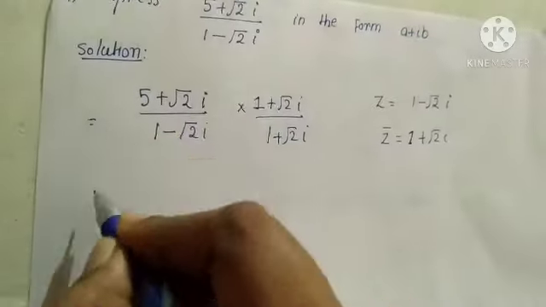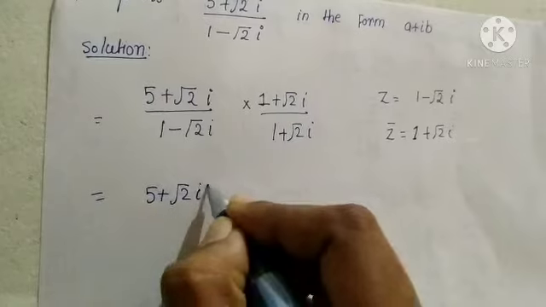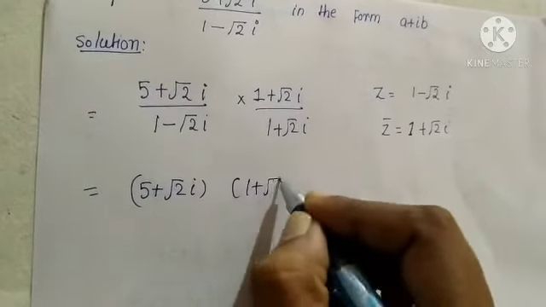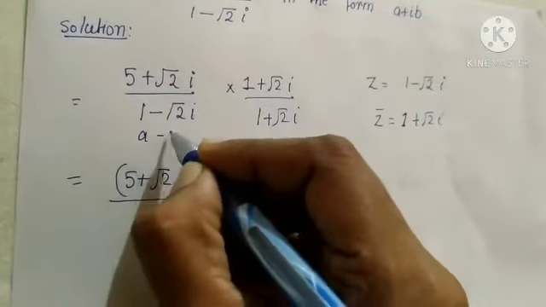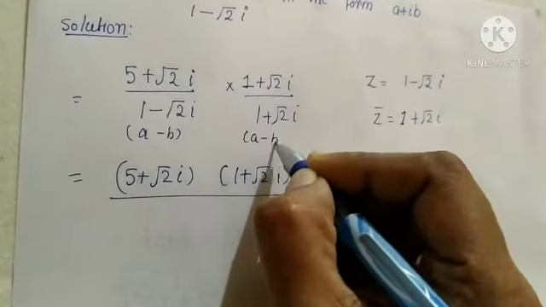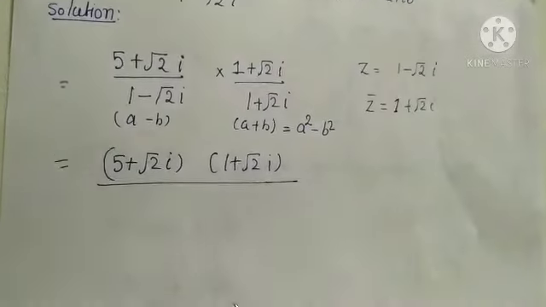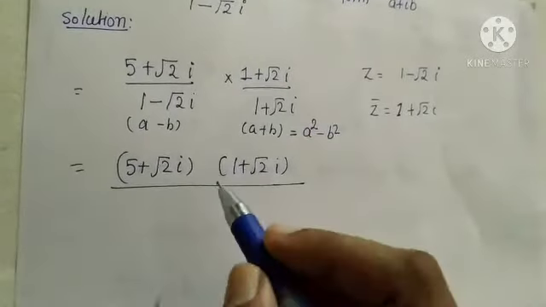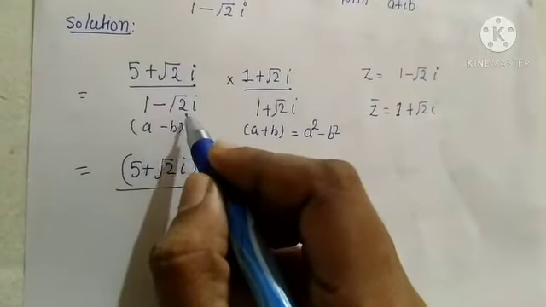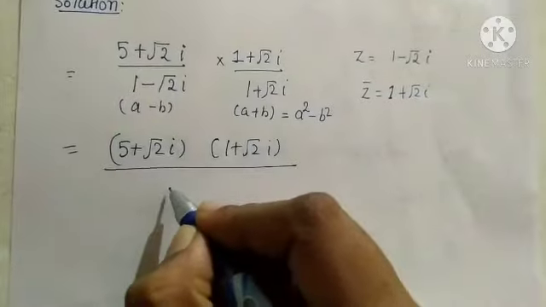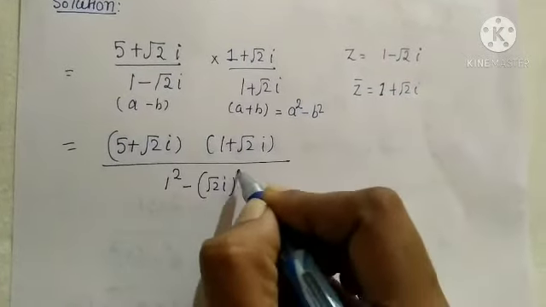Okay, and this is equal to 5 plus root 2i into 1 plus root 2i, whole divided by, this is in the form of a minus b into a plus b, which is equal to a square minus b square, right? So I am going to use this formula here. So the denominator will become, replacing this a by 1 and b by root 2i, 1 square minus root 2i whole square.